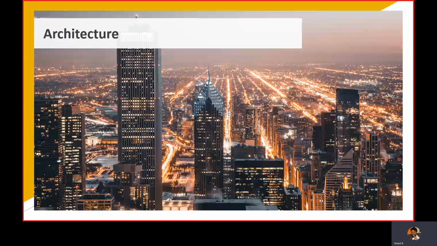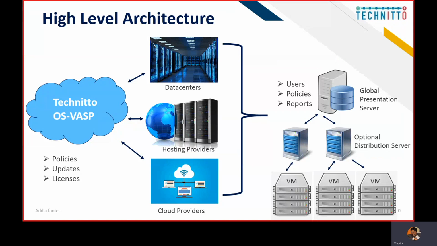Okay, let me give you a very quick high-level view of the architecture. On the left you see Technitto OS VASP Cloud. This is the cloud where we have default policies. We will build the policies and publish them to you. You can pull the policies, make custom edits, and use them. So we help you build the policies. We also bring updates, for instance, CIS benchmark updates or any changes to the operating system. You can pull those updates and push them to your environment, so there is no need for you to make those changes to the environment.